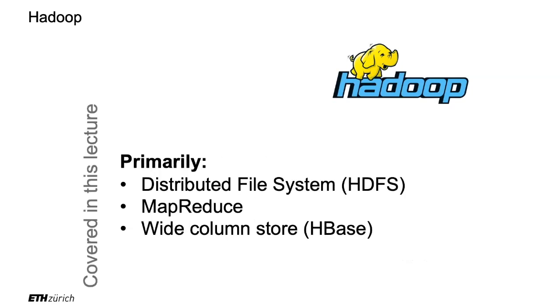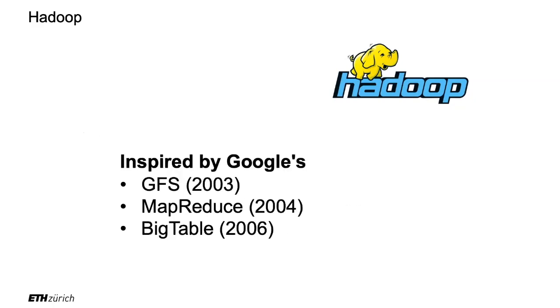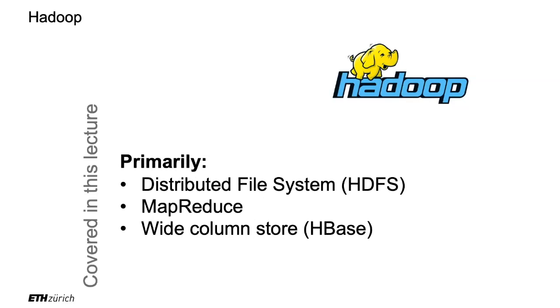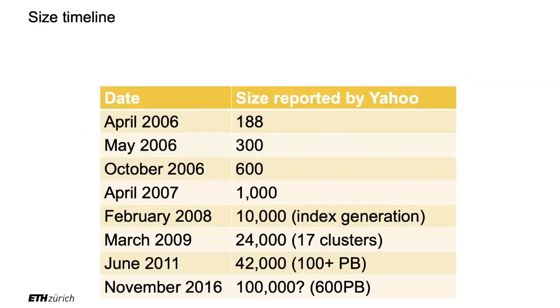So the GFS in Hadoop is called the Hadoop Distributed File System, HDFS. MapReduce, they didn't change the name, but it's commonly called Hadoop MapReduce to distinguish it from the original MapReduce. And the wide column store, so the Bigtable, is called HBase in Hadoop, H for Hadoop, of course. So HBase is the implementation in open source of Bigtable, right? We'll actually look at all three in this course, but today we only look at the distributed file system. MapReduce we'll do in a few weeks, HBase we'll do in a few weeks as well, right? So we keep them for later. Okay.